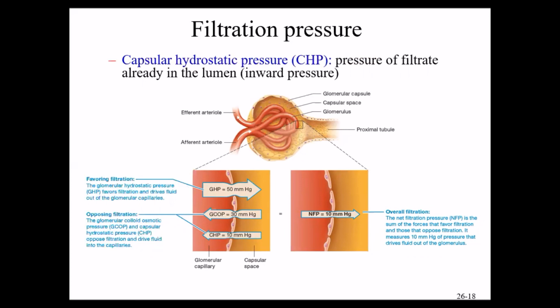And so if you wanted to calculate your overall net filtration pressure, you would take your GHP and subtract off the other two pressures. So take GHP, which is 50, subtract off 30, subtract off 10, and you will be left with the net, which is 10. Notice it's a positive number, which means that fluid is going to be wanting to leave the capillary. The plasma will leave the capillary and be forced out into that space inside the glomerular capsule, or the Bowman's capsule.